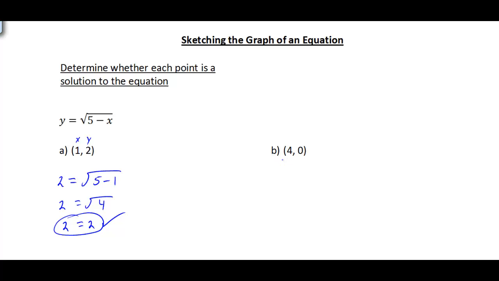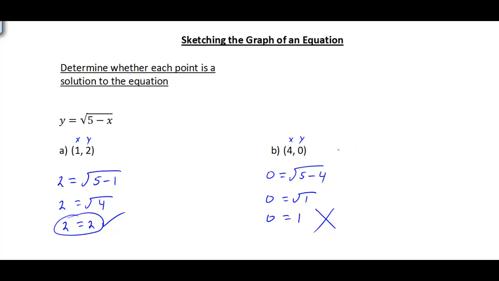Now, is the other point a solution? Well, again, we have our x and our y, so we plug in for y. We have 0 equals the square root of 5 minus our x, which is 4. So we have the square root of 5 minus 4, which is 1. The square root of 1 is 1. Well, in this case, 0 does not equal 1, so no, this is not a solution to the equation.